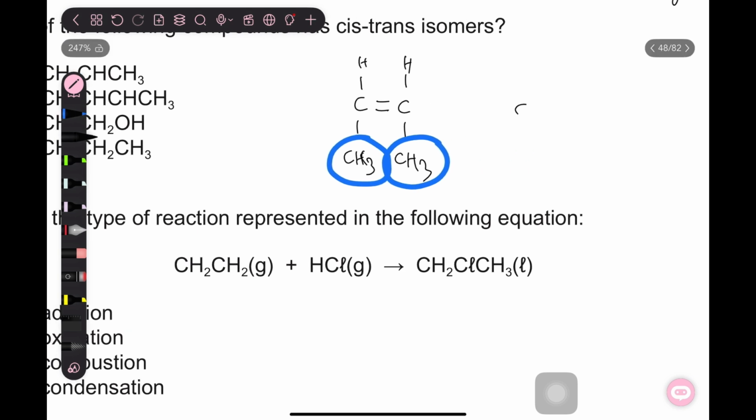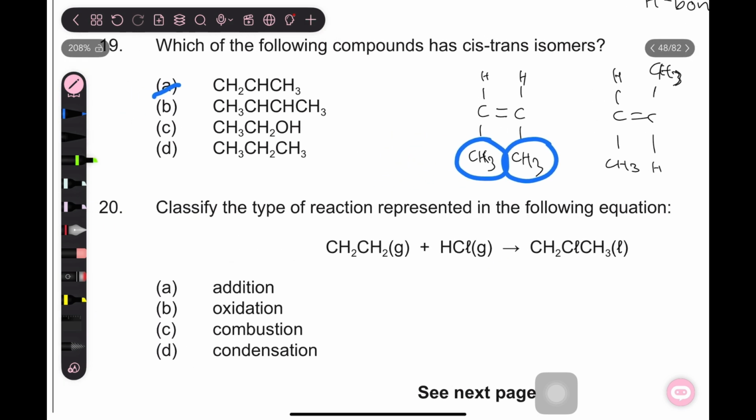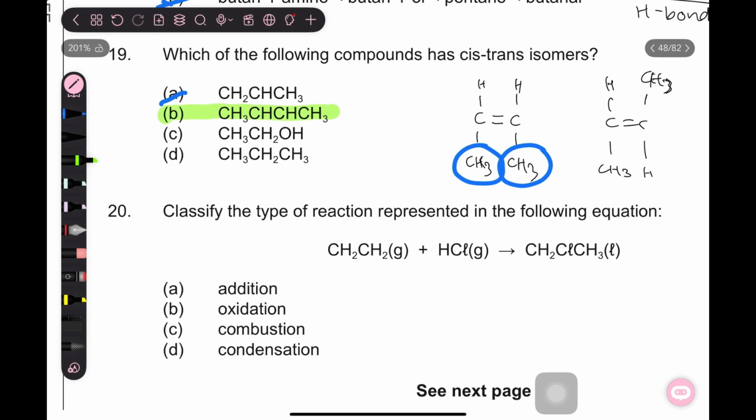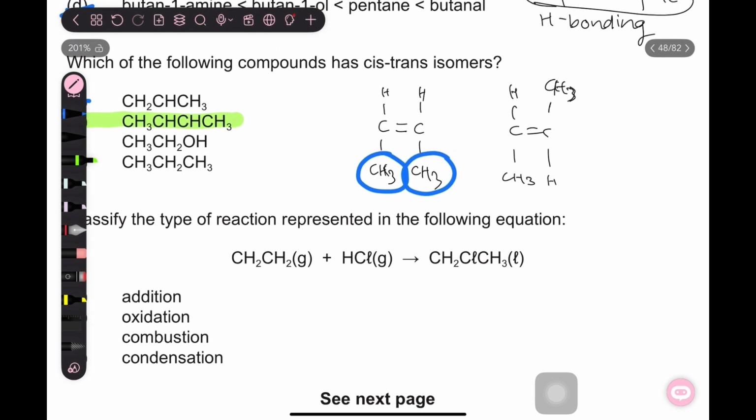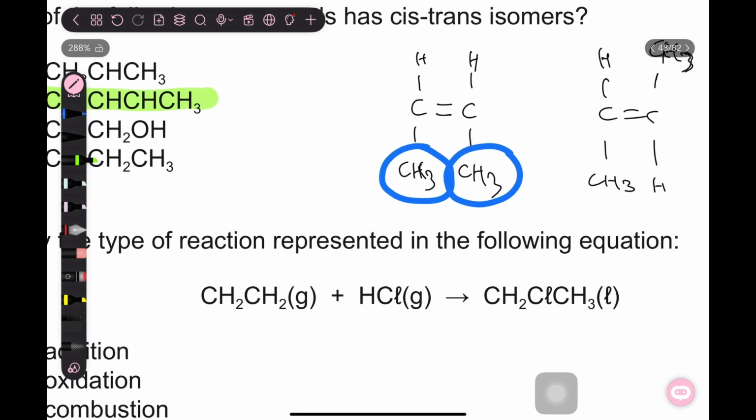But we could redraw it like this. And that would be trans because they're on a different side of the double bond. And that's the same as if we did it like this. Okay, so that's our answer, B. And we could go ahead and draw C and D out, but essentially the key thing to recognize here is that you must have two groups that can be on the same or the different side of the carbon-carbon double bond.